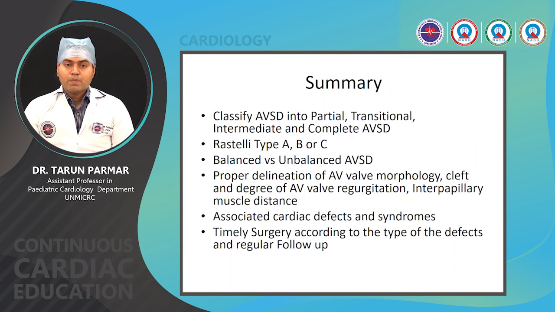So in summary, in all AVSD patients, you need to classify it properly, either as partial, transitional, intermediate or complete AVSD. Then you have to classify it by Rastelli type A, B or C, and then balanced or unbalanced AVSD, and then proper delineation of the AV valve morphology, degree of AV valve regurgitation, interpapillary muscle distance, and any abnormality like double orifice of the left AV valve.